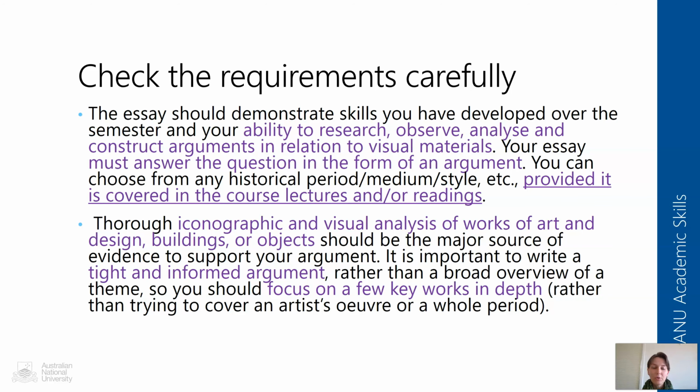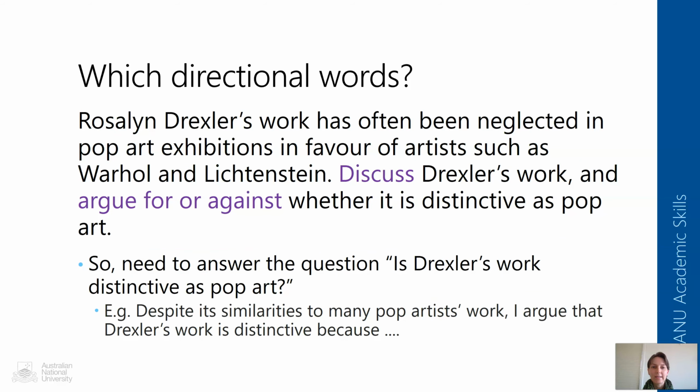Also, make sure that you've got a bit of a balance between the iconographic and the visual analysis of works, as well as your academic analysis of secondary sources, for instance. So your argument has to be tight and informed. That means it has to be backed up by sources that you use. And you can focus on a few key works, key artistic works in depth to help you fit all of your ideas in.